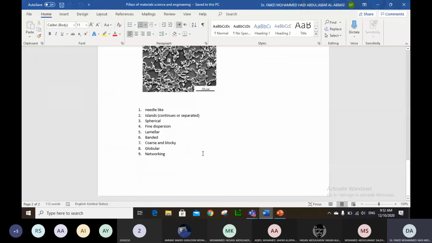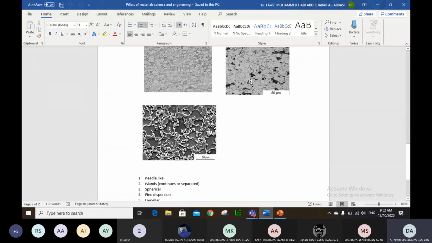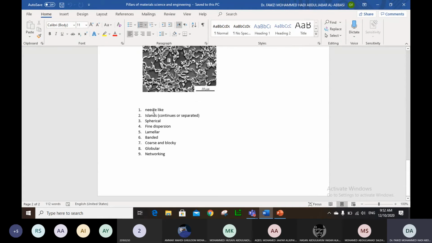And this is what I want to say. You have different arrangements there, and you have some examples here as well. The different phases: for example, you have bulky distributions of the martensite in the ferrite, separated islands, you can call those. You have the needle-like.